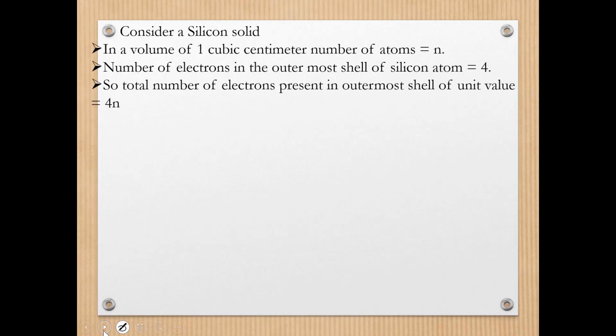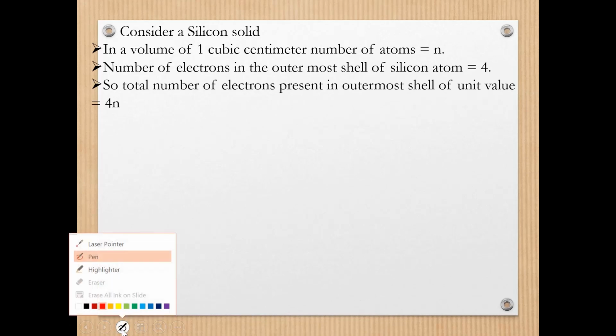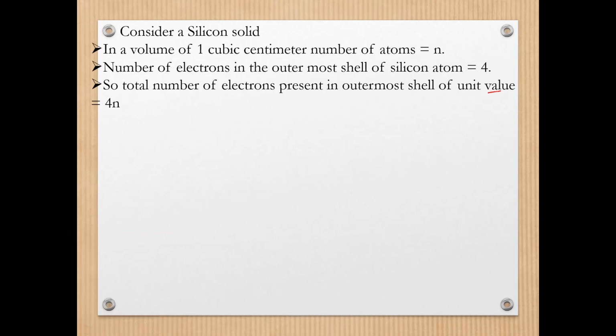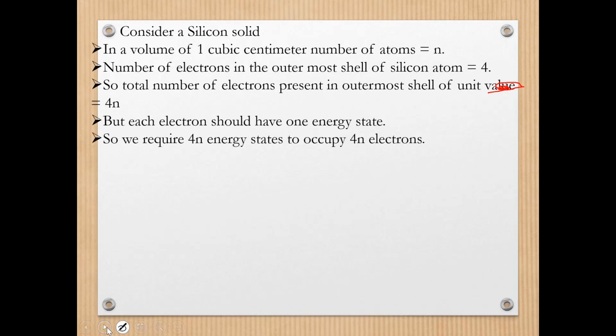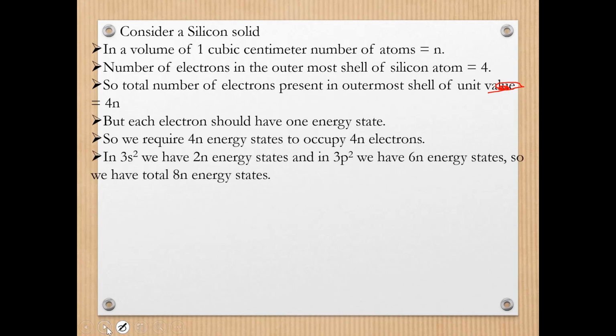So the total number of electrons present in the outermost shell of unit volume is 4n, but each electron should have one energy state. So we require 4n energy states to occupy 4n electrons. In 3s we have 2n energy states, and in the p shell we have 6n energy states. So we have a total of 8n energy states.